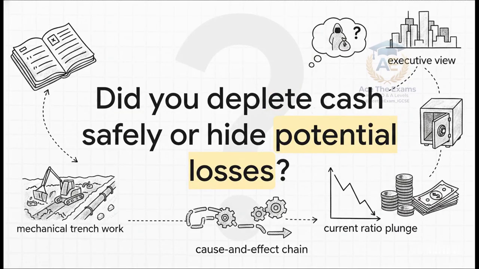As we wrap up this masterclass, I want to leave you with a pause and think A-star challenge. If you are reviewing a complex ledger and you notice the current ratio has absolutely plunged, ask yourself, did the accountant violate the prudence concept by hiding potential losses? Or did the business simply and safely deplete their cash through a highly planned capital expenditure? Connect the mechanical trench work with the high-level executive view. Master that cause and effect chain, and you are entirely ready to conquer paper 2.